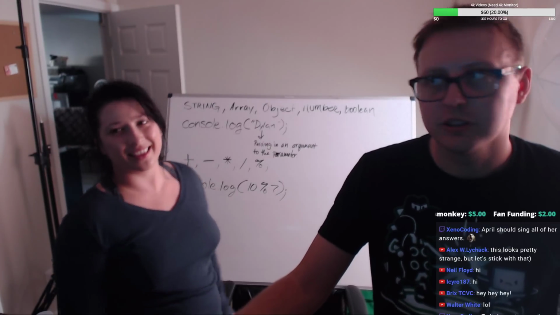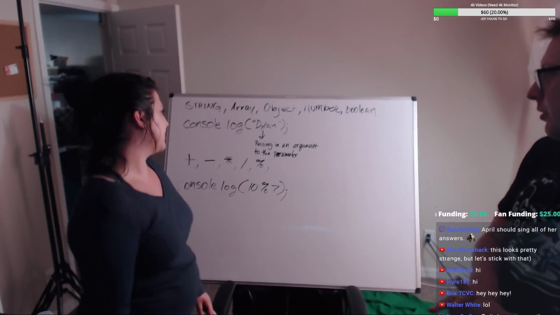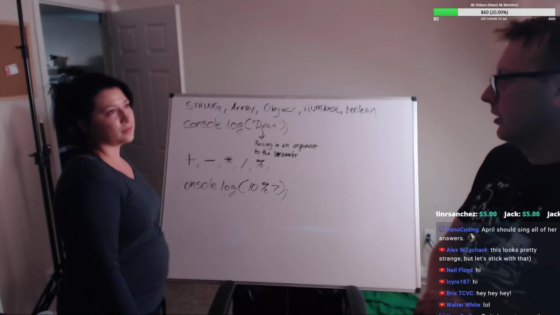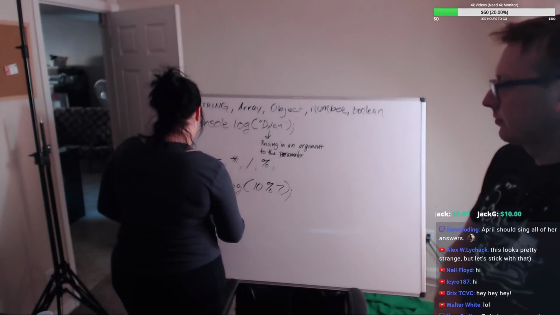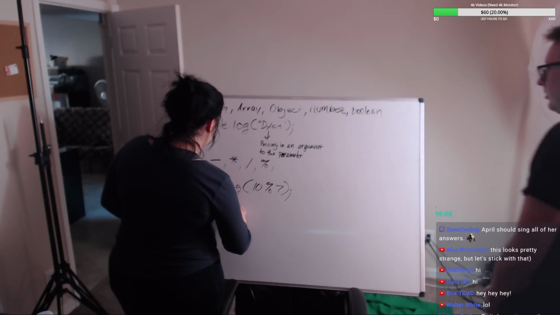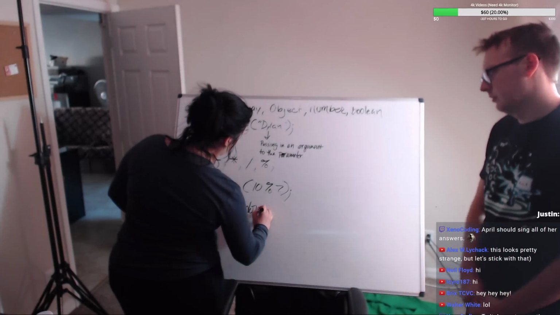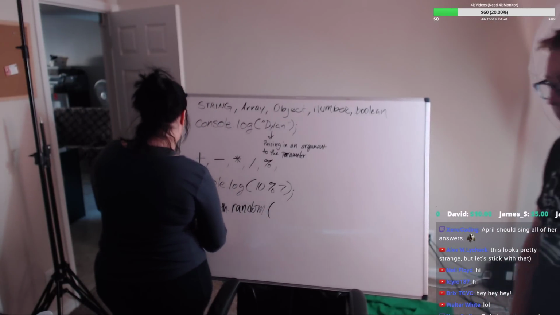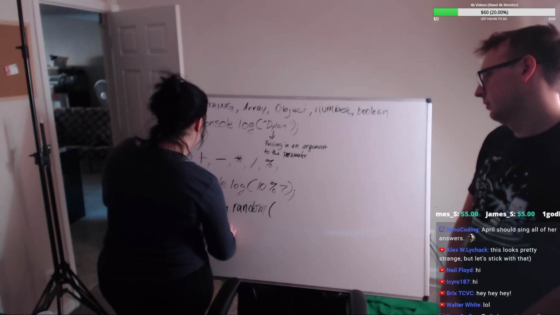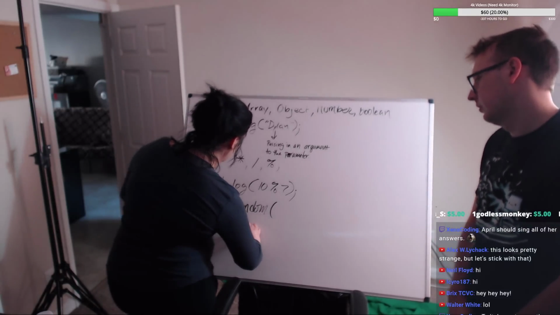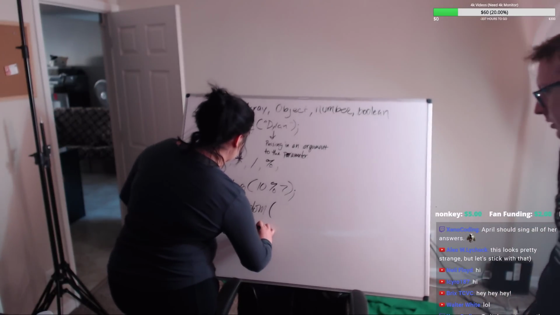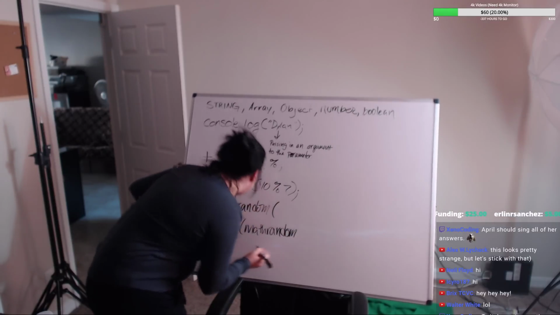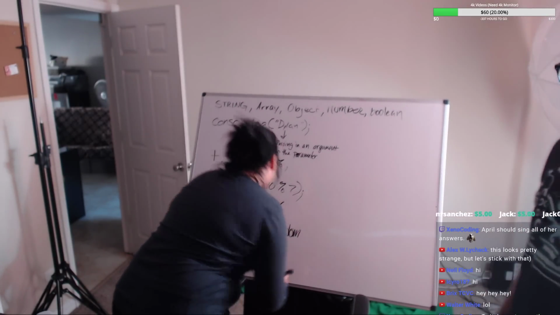Now, what does random do? How does random work? Math.random. Yeah, so you can do math.random. I forgot what that looks like. But you can also do math.floor. Math.random. I forgot what the rest of that looks like.